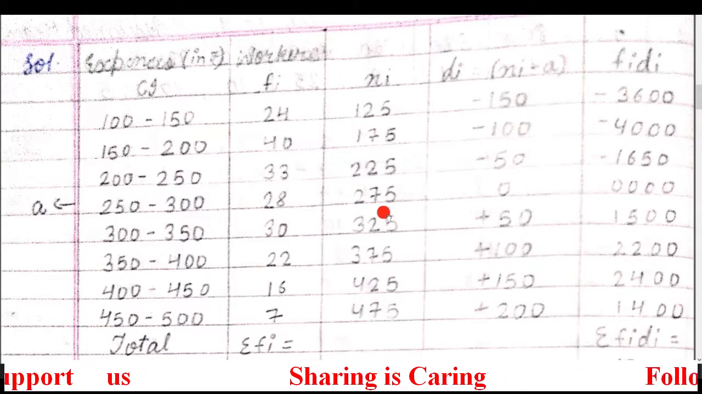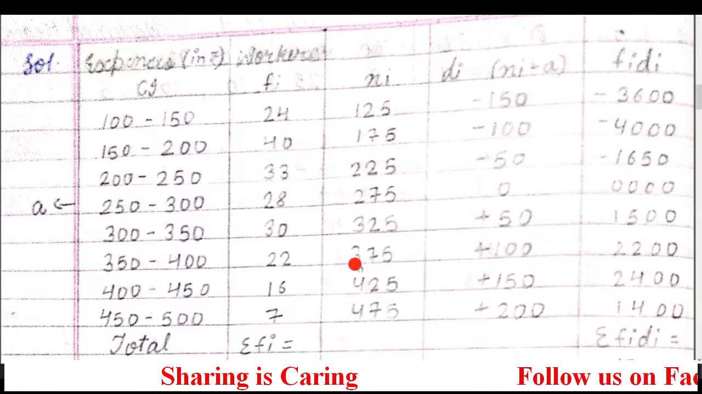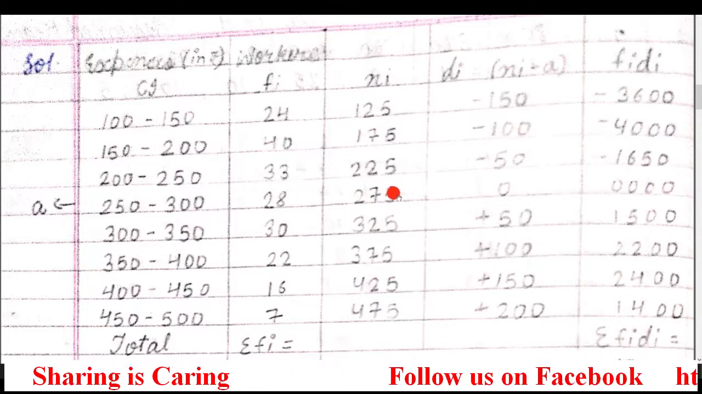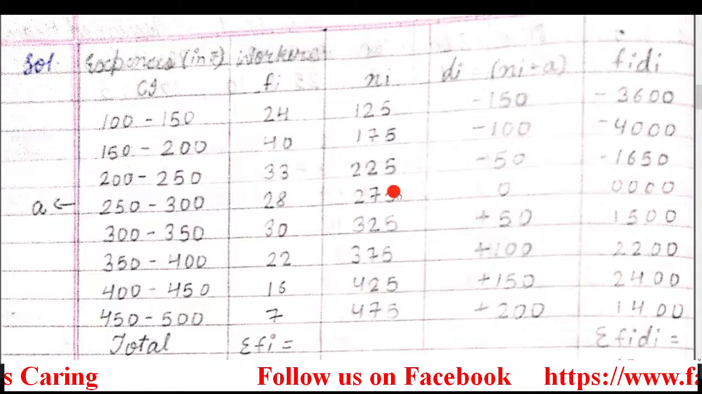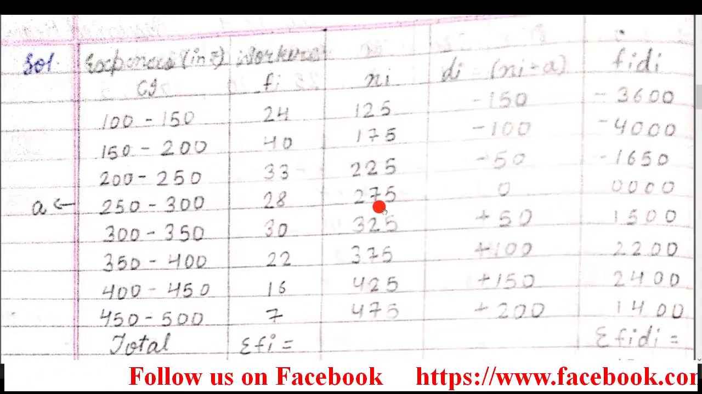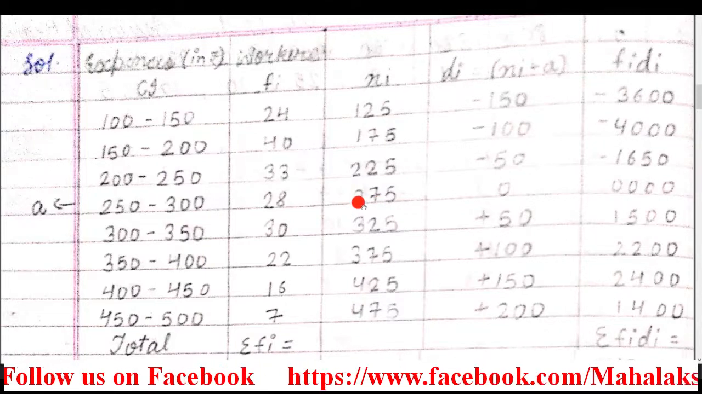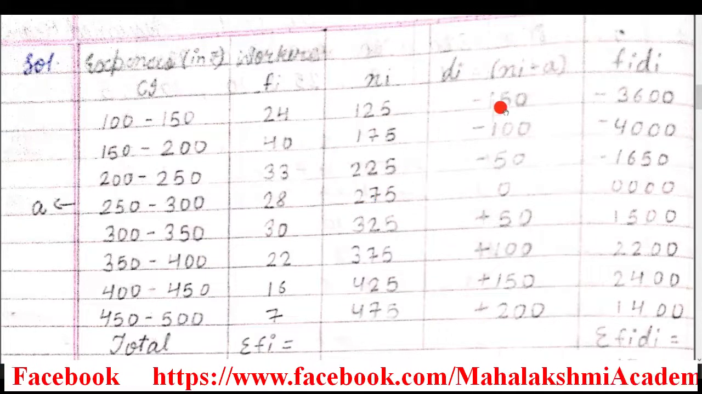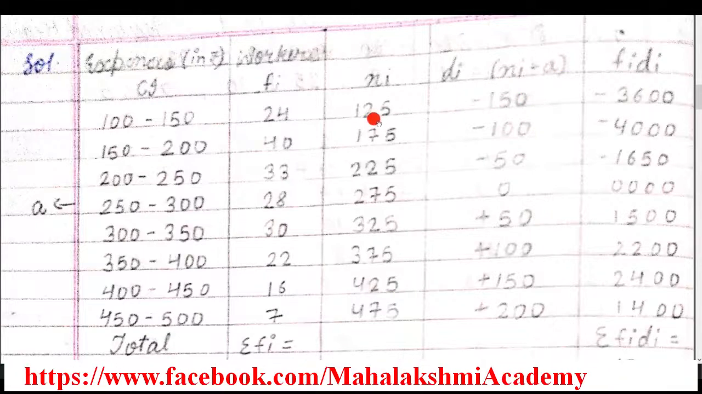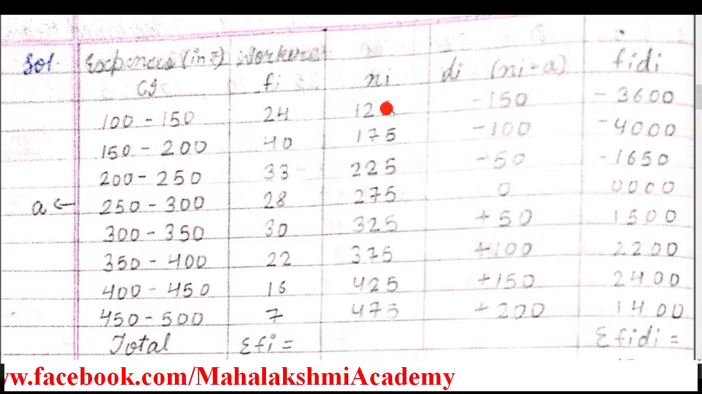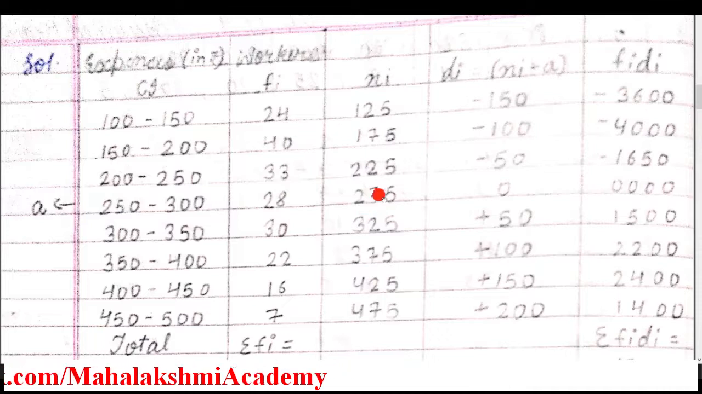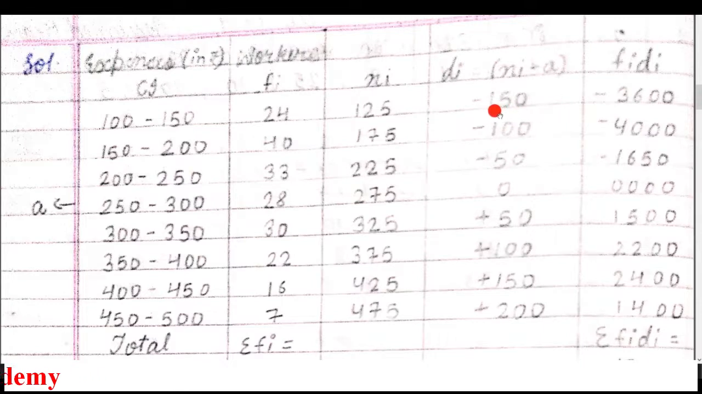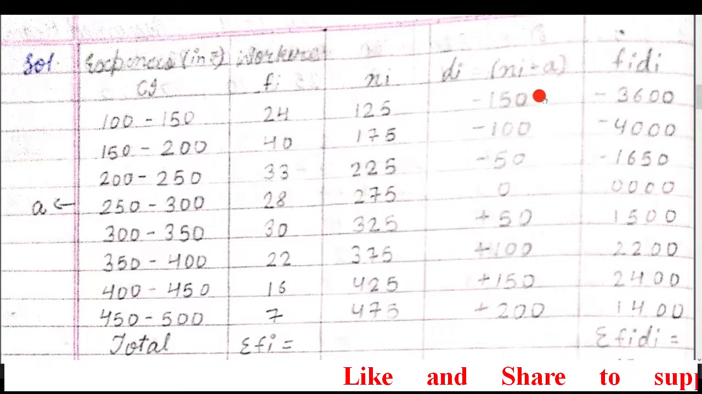You can assume any one, and moreover you can assume any data as your assumed mean. But it is better to assume data from the middle because it will reduce your burden of calculation, that's why. So I assumed A as 275. Now di formula is xi minus A, means 125 minus A. A is what here? 275. So 125 minus 275 when you do, you will get here minus 150. In the same way 175 minus 275 will give you minus 100. Like this you have to fill all the data in this column.